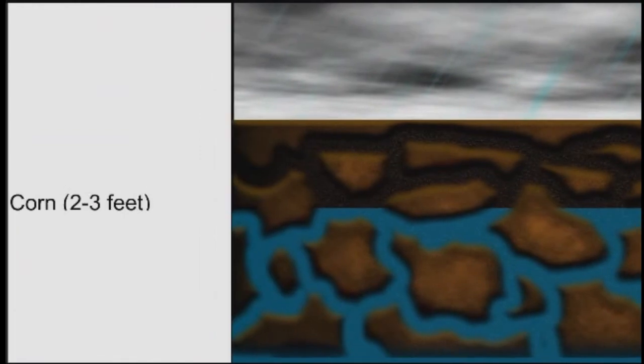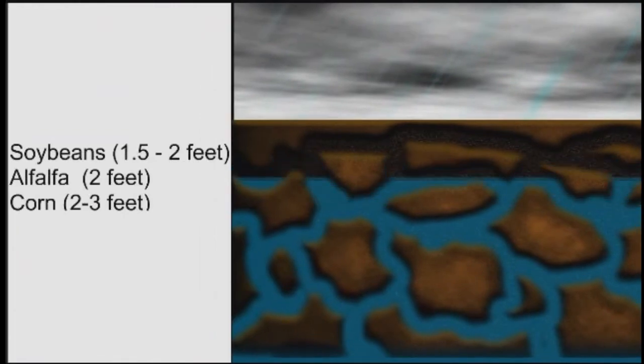Various researchers have demonstrated that optimum water table depths for corn were 2 to 3 feet deep, 1.5 to 2 feet for soybeans, and about 2 feet deep for alfalfa.